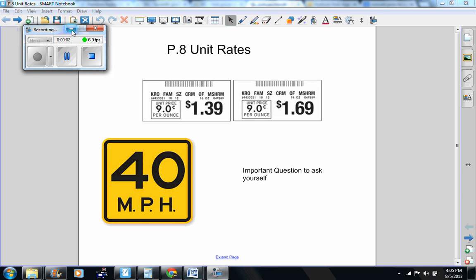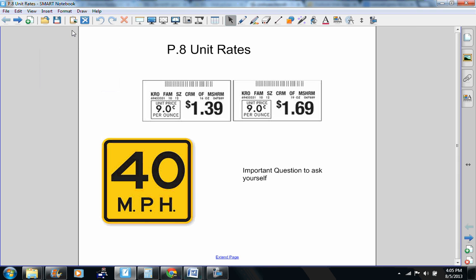So we're going to be working on P.8, which is on unit rates. This is another one of those really good real-world sections because there's lots of stuff that you could be doing in your real life from this section. Now, when we start, there's an important question to ask yourself, and I picked these two things to ask the question. What is the label on each of these pictures?